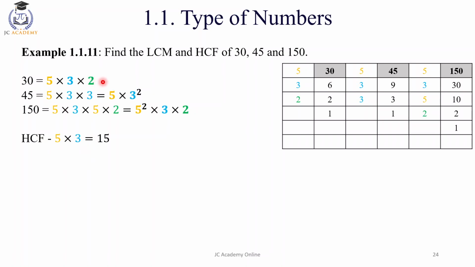Notice 2 appears for the first number and the last number, but not for the second number. Therefore, we can't include that for our highest common factor.